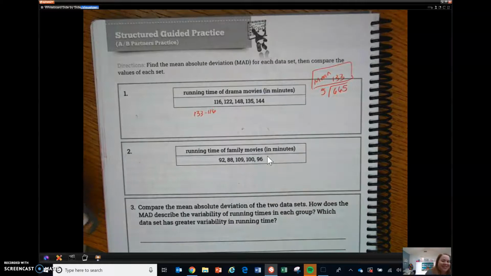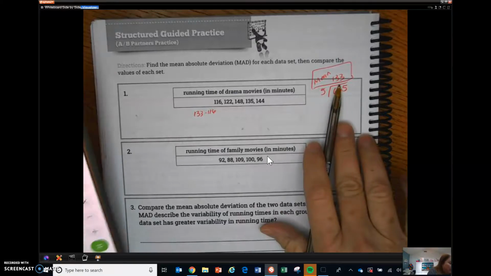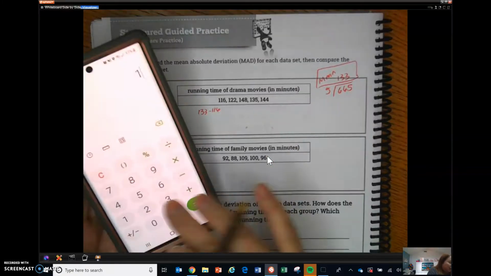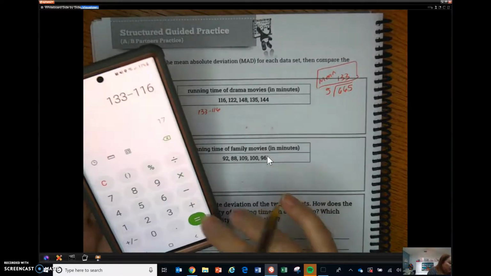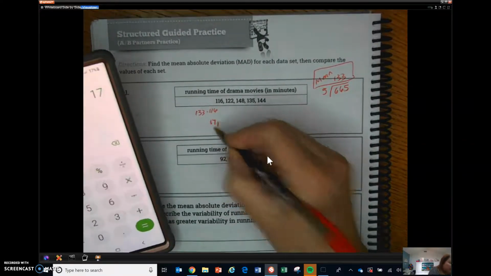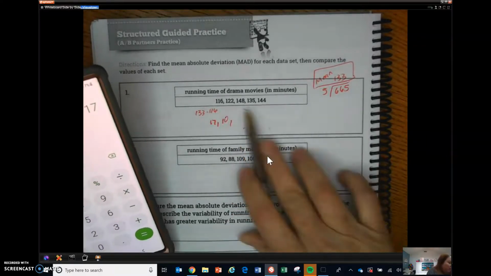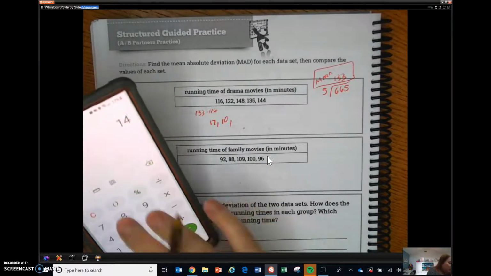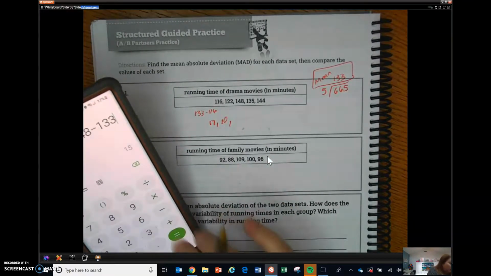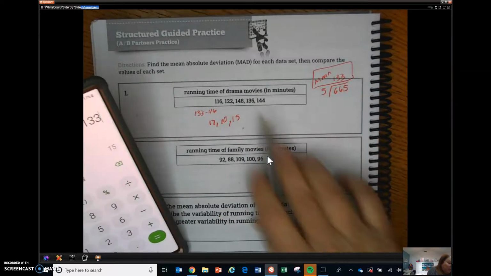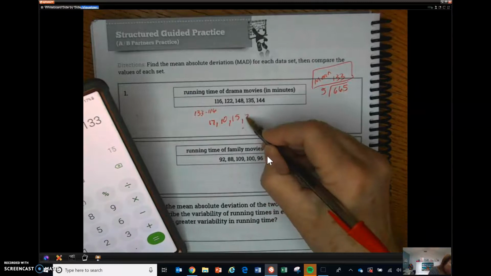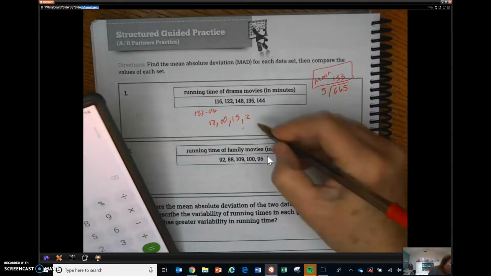Thank you. Okay, so while you guys are doing that, I'm going to do the same thing. So I've got my mean is 133, so 116. I'm going to put the bigger number on top. First one is going to be 17. Then I have 133 minus 122. That's a difference of 10. 148 minus 133. That's a difference of 15. 135 minus 133 is a difference of 2. 144 minus 133 is 11, right?